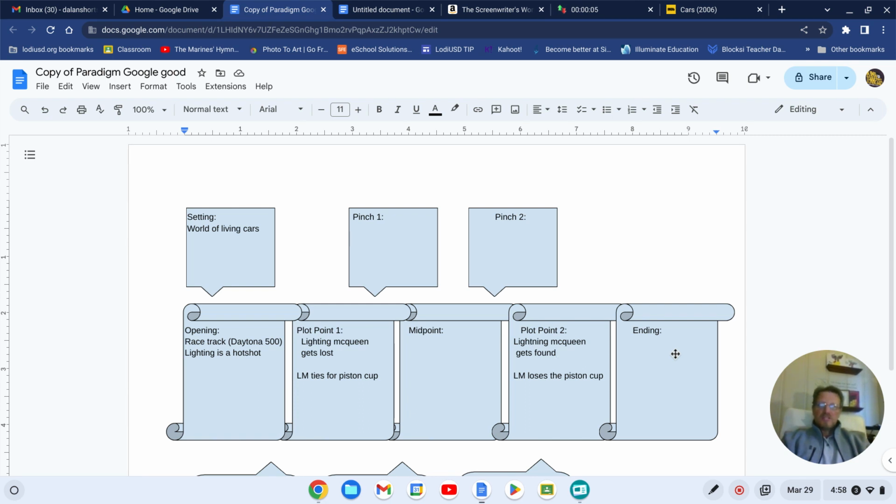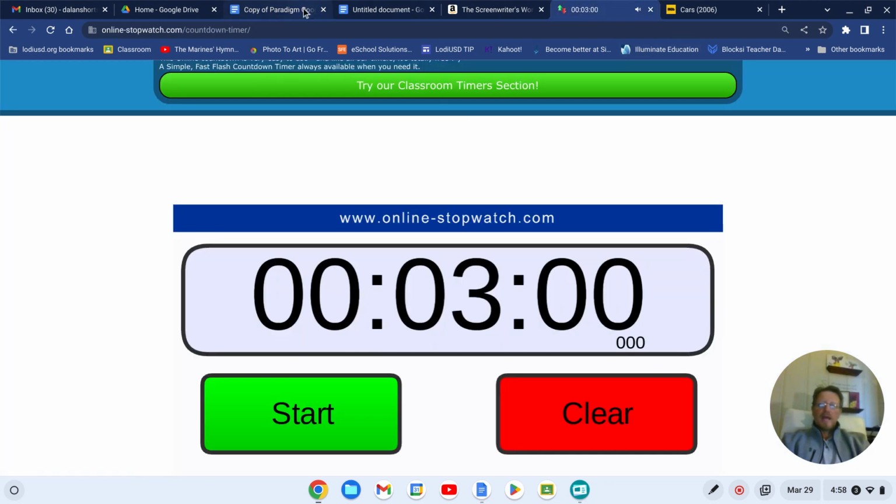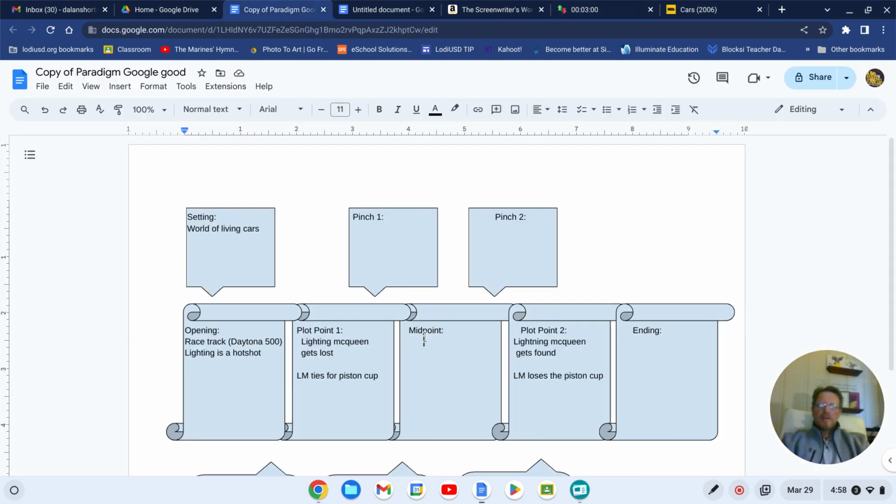Midpoint. This is what happens in the middle of our story. Oh, I'm almost out of my 3 minutes. Midpoint happens in the middle. Yes, I hear you, alarm. Midpoint happens in the middle of the story, and midpoint is a place where the undercurrent changes. Now, you don't see the undercurrent yet, so we're going to get to that next time.